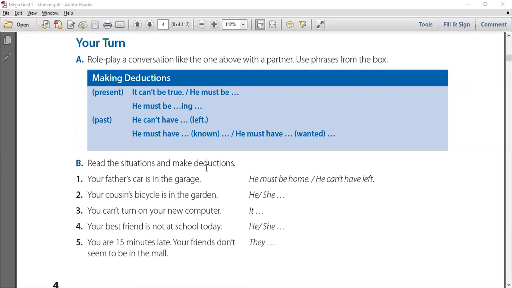Now let's see, here is an example. Read the situations and make deductions. You're going to have this question in the exam, inshallah. Your father's car is in the garage. By the way, we are on page 4. This is a situation. What is the deduction that I'm going to make? My deduction, that might be true, I'm not sure about that, but he must be home or he cannot have left because his car is in the garage. Did we understand?